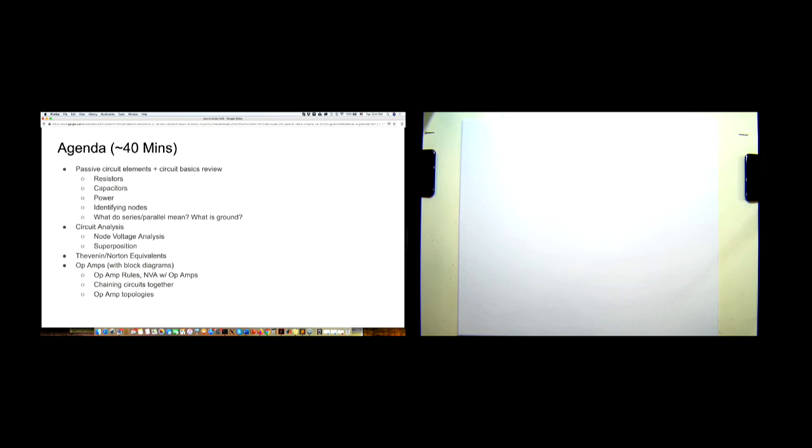I'm going to be going over most of the stuff that has been discussed in this class module 2 for about 40 minutes, and then we're going to go through some chart sharing and op-amp problems at the end of the review session. First of all, we're going to see some passive circuit elements and the fundamentals of module 2: resistors, capacitors, power, identifying nodes. Then we're going to go into some circuit analysis, see Thevenin Norton equivalence, and then look at the fundamentals of op-amps and where we can use them.